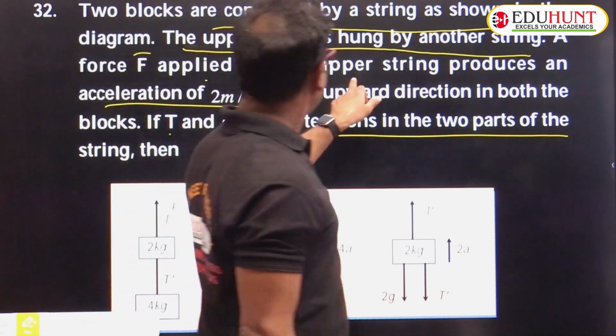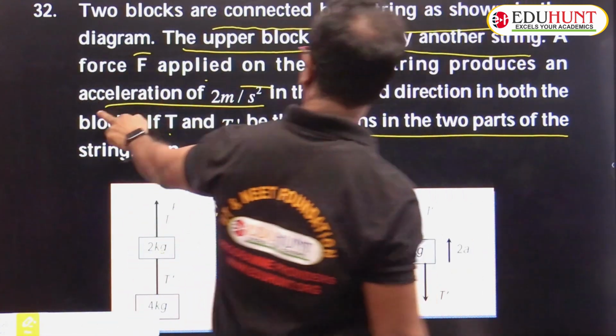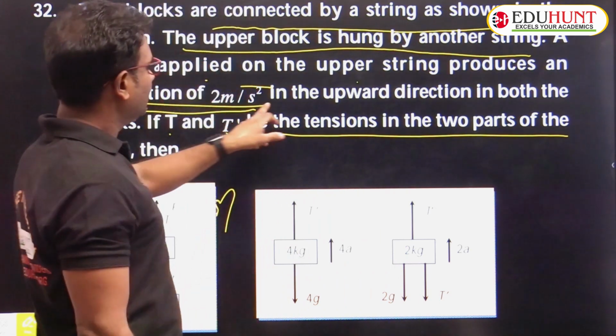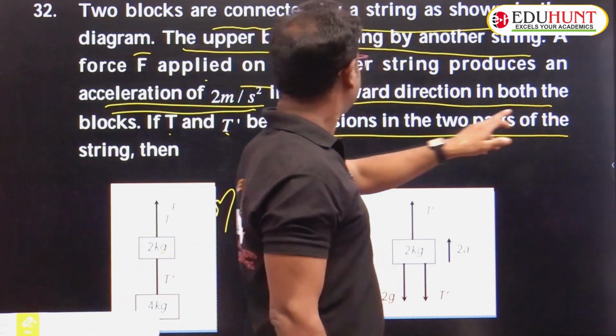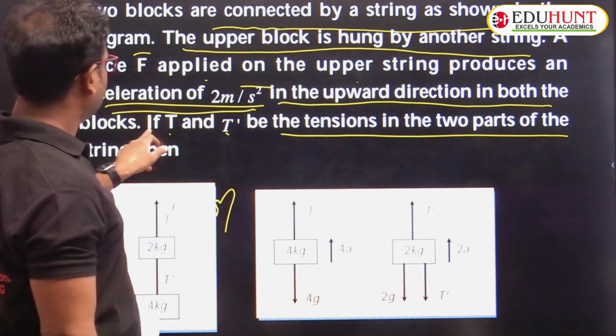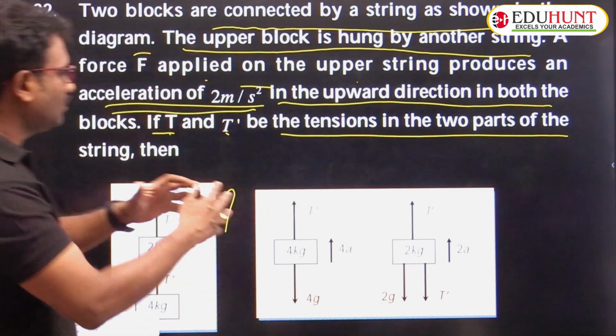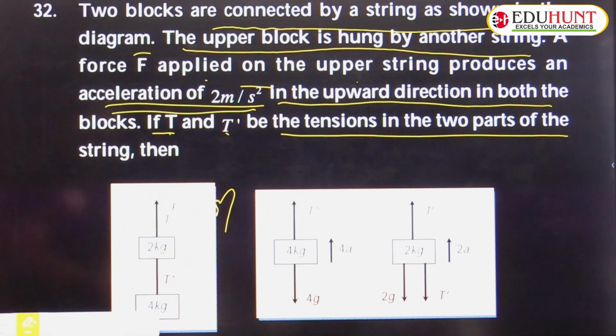A force F applied on the upper string produces an acceleration of 2 meter per second square in the upward direction in both the blocks. If T and T dash be the tensions in the two parts of the string, then he is asking.